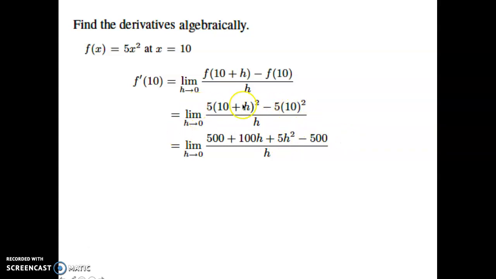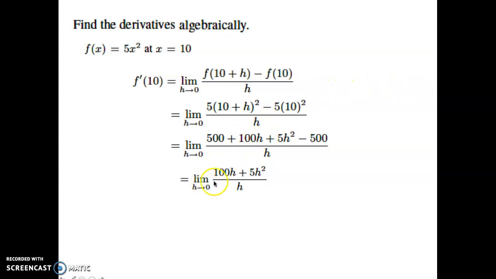So at this point, it's just algebra. We're not actually doing any calculus here. The only calculus is actually the formula, and then when we take the limit. Those 500s are going to cancel, so we're going to get 100h plus 5h squared all over h. We're going to take the limit as h approaches 0.